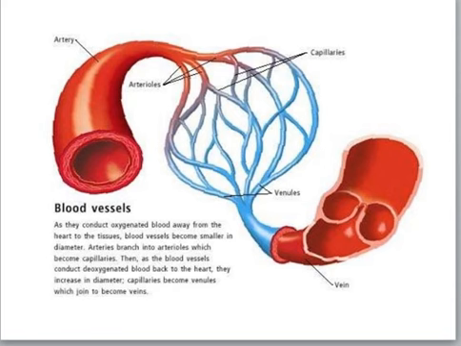Now coming on to the branching pattern of blood vessels. As we know, arteries conduct oxygenated blood away from the heart to the tissues. Blood vessels become smaller in diameter. Arteries branch into arterioles, which become capillaries. Then veins, they conduct deoxygenated blood back to the heart. They increase in diameter. Capillaries become venules, which join to become veins.